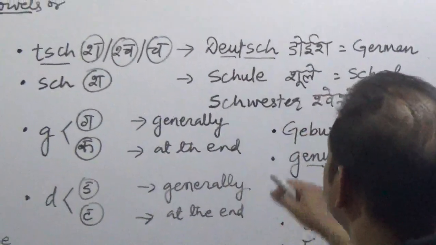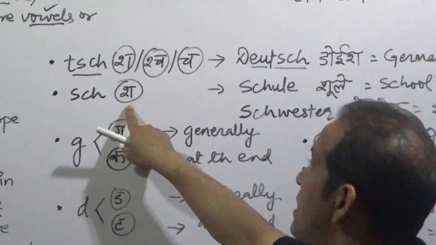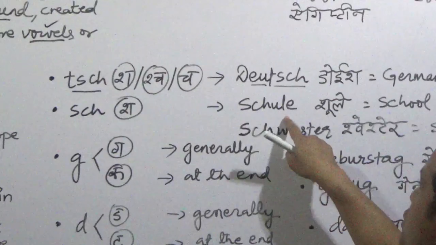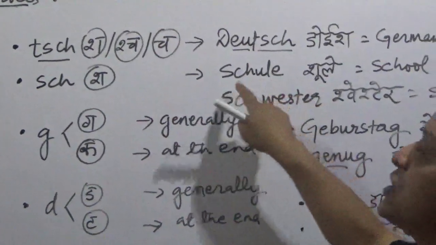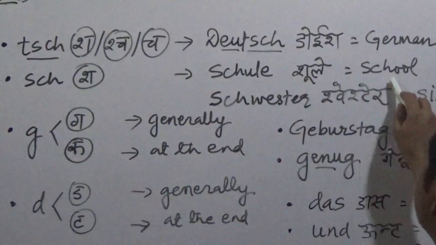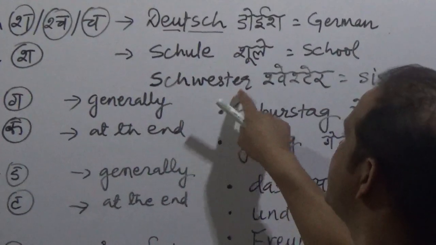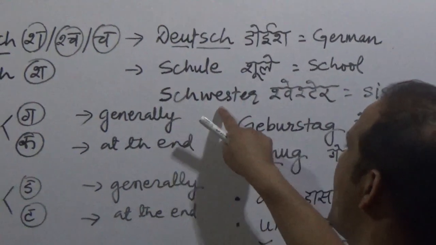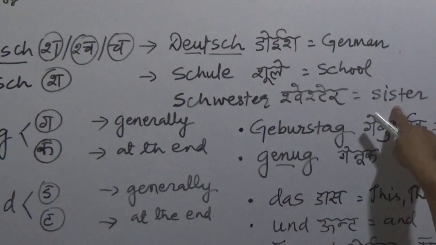Okay. Next one is S-C-H. It gives the sh sound. Like S-C-H-U-L-E. So this is sh, this is U-L-E. Schule. Schule means school. S-C-H-W-E-S-T-E-R. Schwester. Altogether Schwester, which means sister.